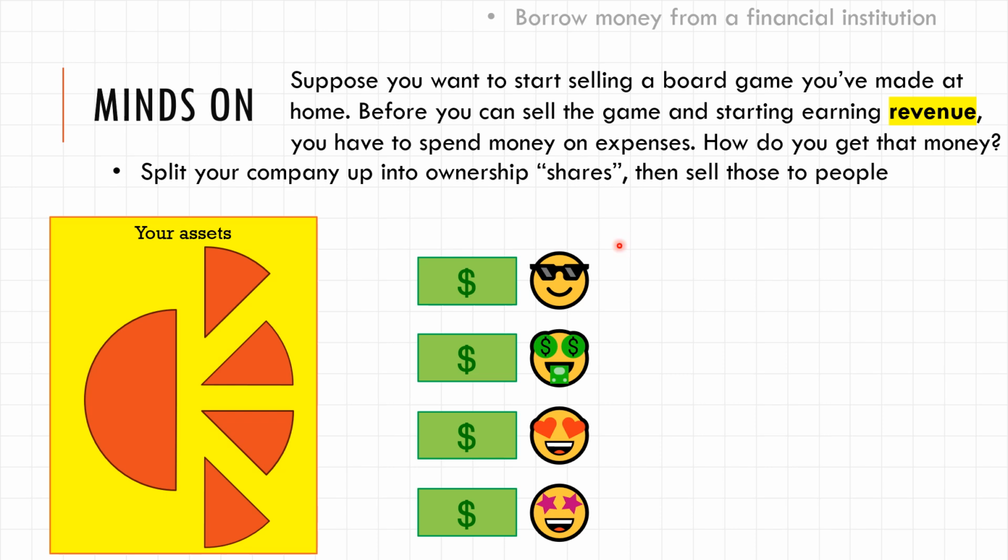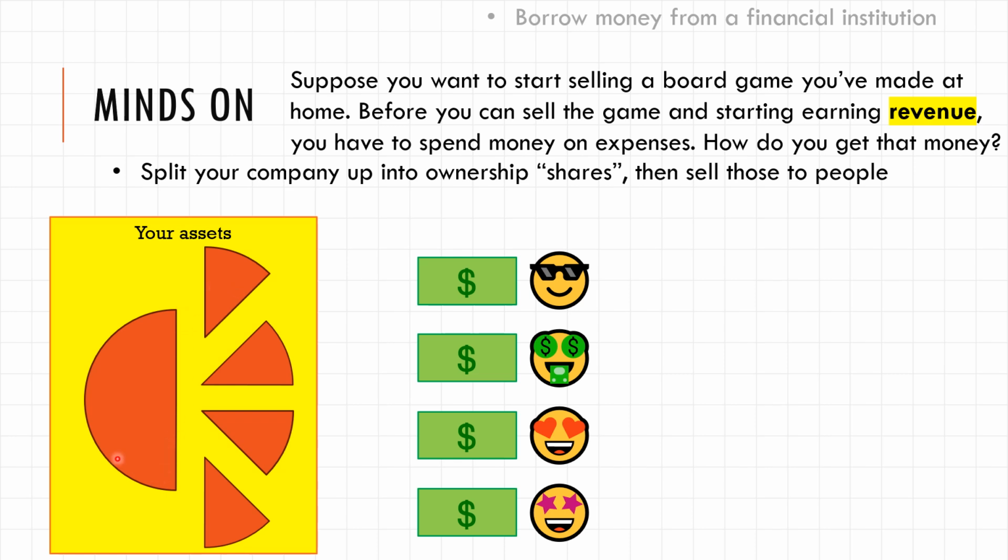So we'll examine this idea here of you splitting up your company into different shares and selling them to people who think that your company is actually worth quite a bit of money. Maybe they've looked at your game and they say, when this guy starts selling, his company will really, really take off. While we get into this, we're just going to set aside the idea that you can borrow money from a financial institution, to look at in more detail later. For now, you've split up your company.